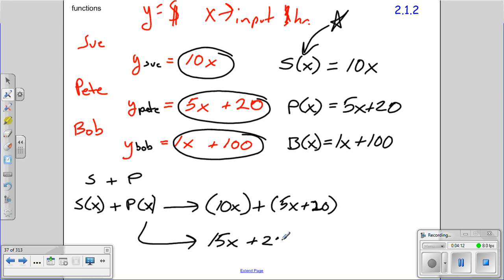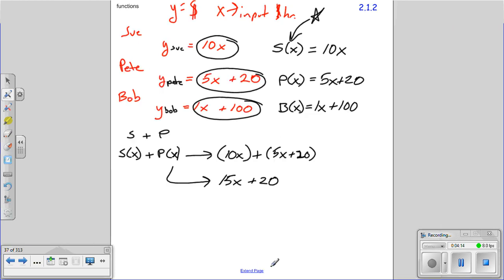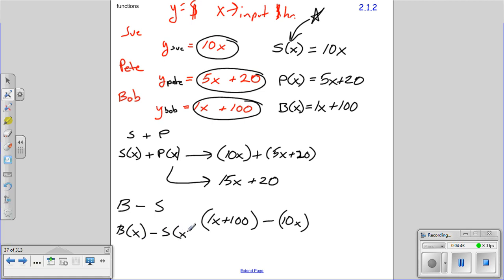Now if I want to find how much more Bob makes than, let's say, Sue, we could subtract them. Bob's equation is 1x plus 100. Take that function and subtract Sue's function, which is 10x. How would I write it mathematically? It's going to look like this: the function B of x minus S of x. Bob of x minus Sue of x.